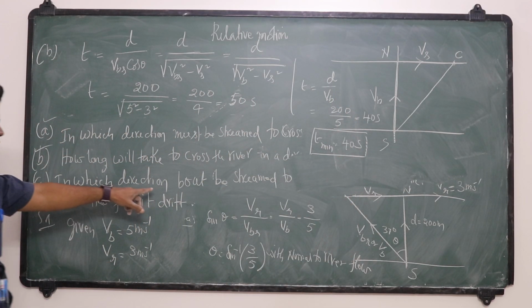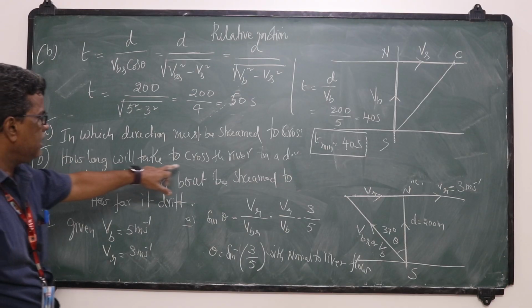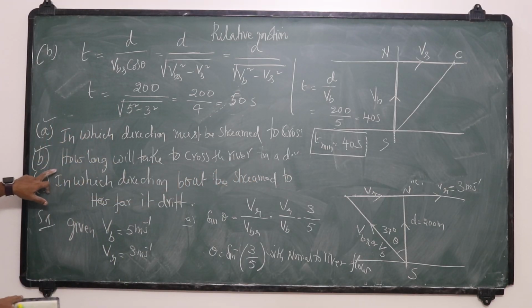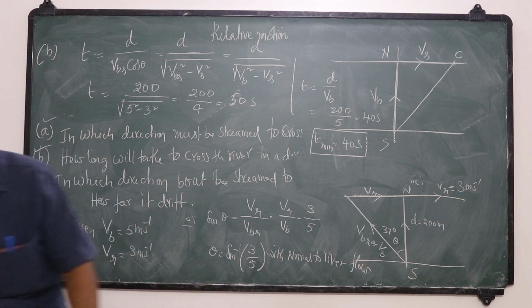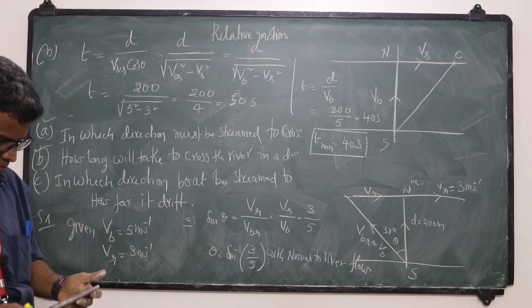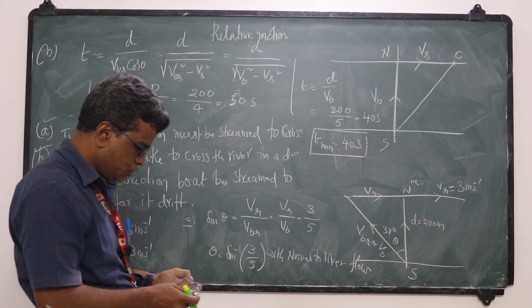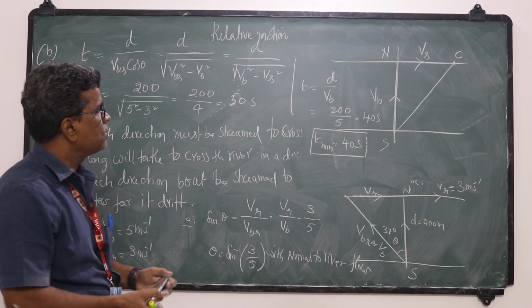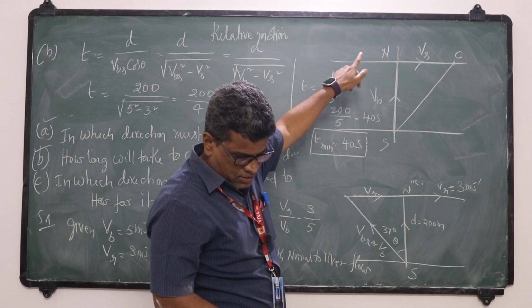So in which direction should the boat be steered? That is, how long will it take to cross the river perpendicular to the flow? This is the answer for B: time is 50 seconds. Next, in which direction must the boat be steered to cross the river in minimum time? Normal to the river flow. Okay, that is the answer.